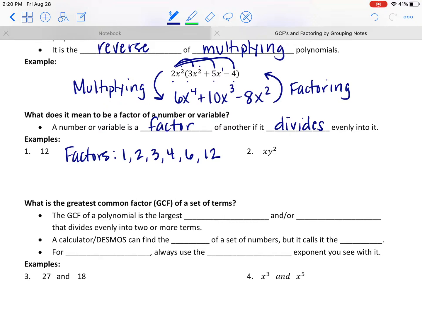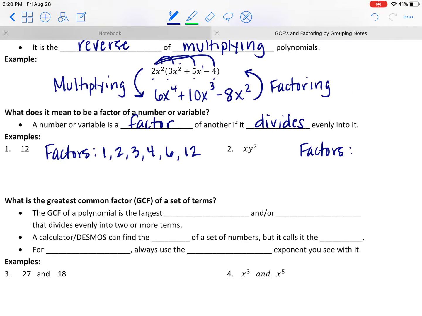If I said to identify all the factors of xy squared, what are all the factors of xy squared going to include? Well, if we look at xy squared broken down, what is xy squared really? Well, it's an x times a y times a y. So those would be like the prime factors, which means I could put x by itself on the list, I could put y by itself on the list, and then I could use any other combination of those multiplied.